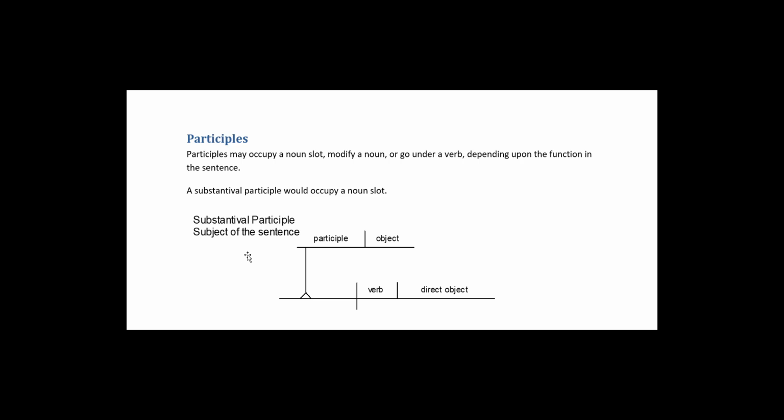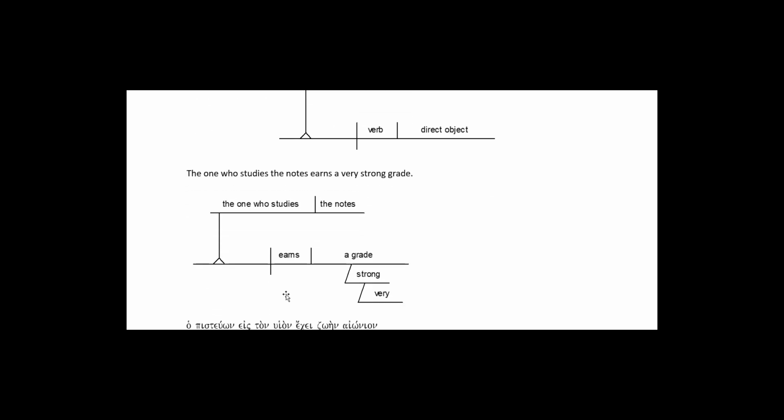So let's say we have a participle that's a substantival participle. It's acting like a noun. Let's just say that we have one that's going to act like a subject, such as the one who studies the notes earns a very strong grade. So the subject is this participial clause, the one who studies the notes. So we've put that whole clause up on stilts, and here's the participle, and here is the object. All of that is the subject of the verb earns.